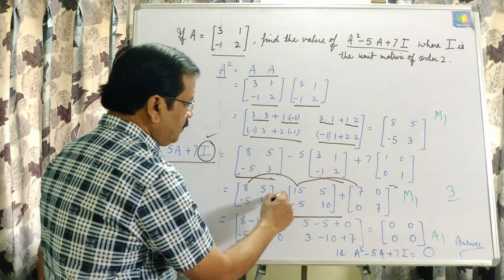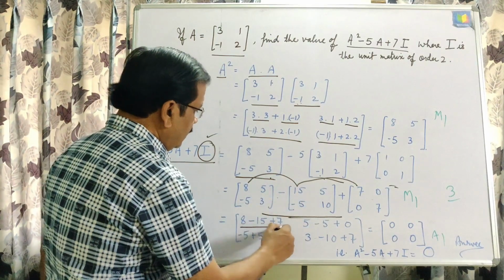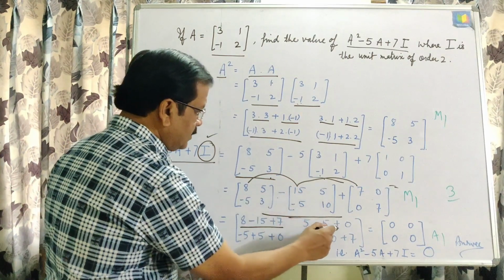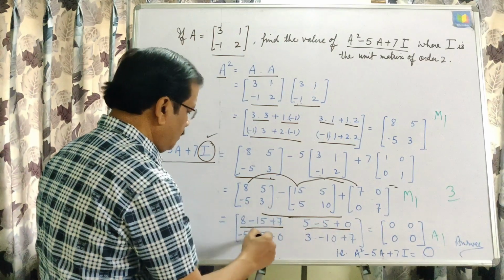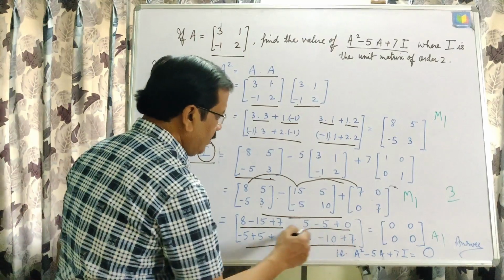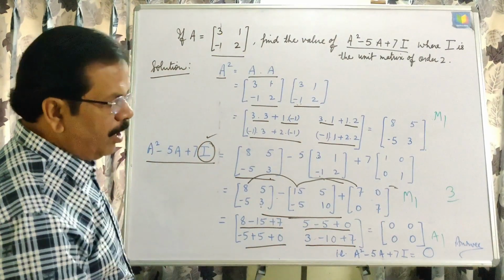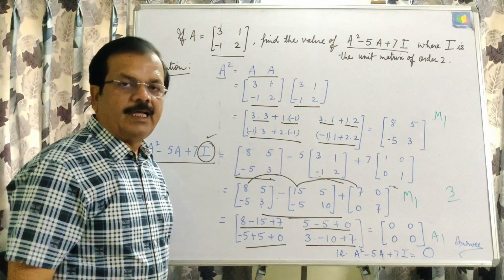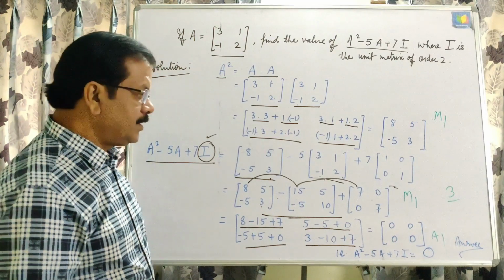8 minus 15 plus 7. In the same way, 5 minus 5 plus 0 and minus 5 plus 5 plus 0 and 3 minus 10 plus 7. And you can see all the elements are coming 0, and that is, this is the null matrix also.